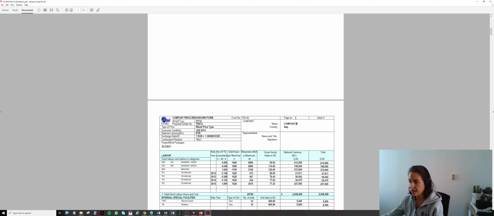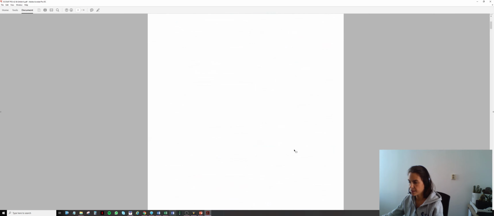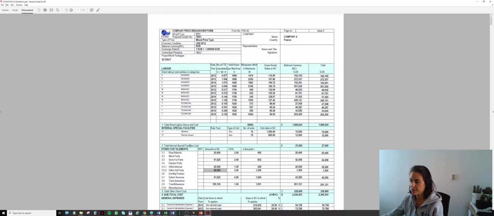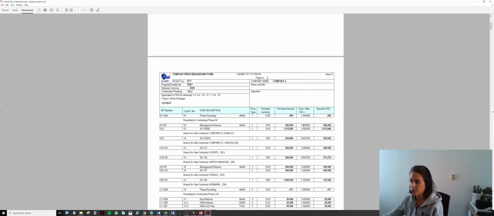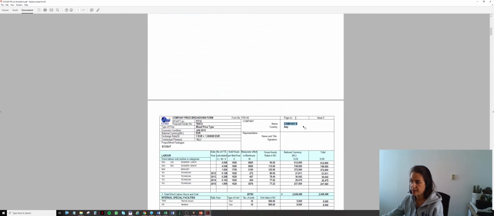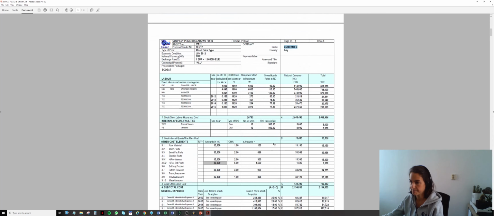And now we will have the same for all companies. So you see there are these four pages of information related to the price.